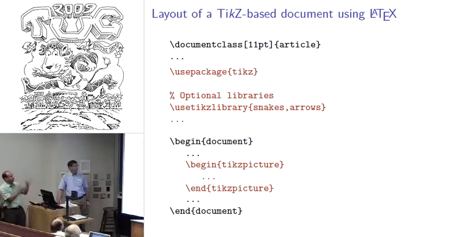So first off, the bare bones document, really nothing terribly surprising here. Use package TikZ. You can include some optional libraries if you want that come with the installation of TikZ, snakes and arrows and the like. And then inside of your document, whenever you want to include a graphic, you just do a begin tikzpicture, start a TikZ picture environment, and then inside of there you'll put all of your TikZ macros.